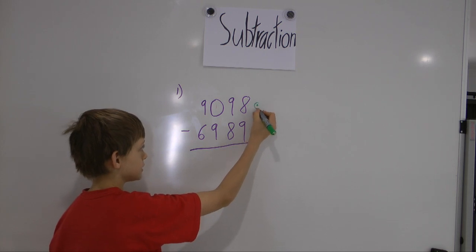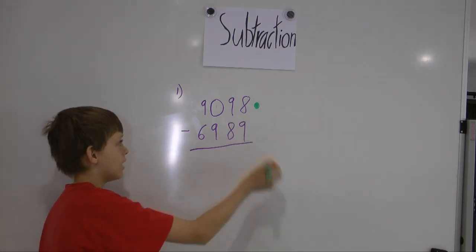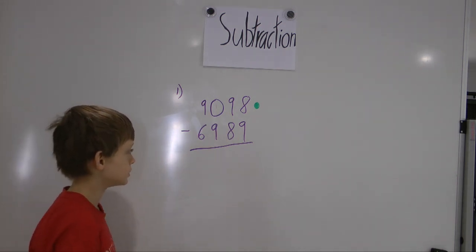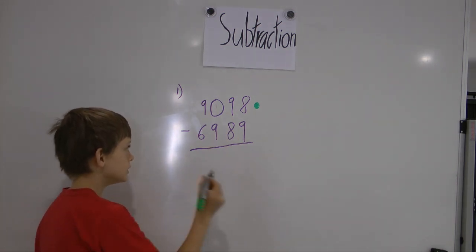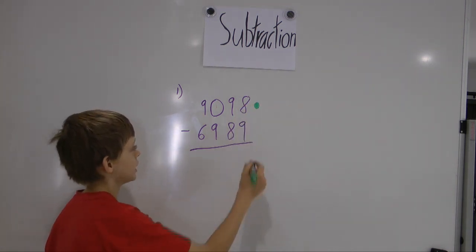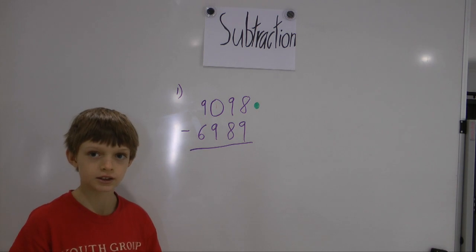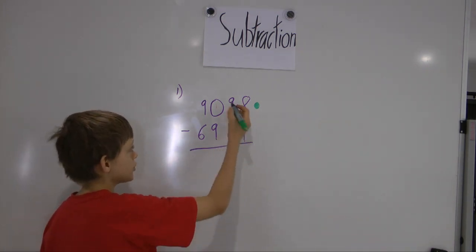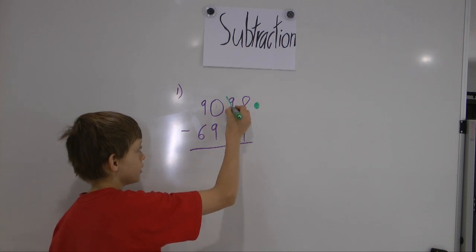This side is where we start. And then we just move to the left. We start on the right and move to the left. So we do 8 minus 9. You cannot minus 8. You can't minus 9 from 8. So we go to the next column, which is 9.